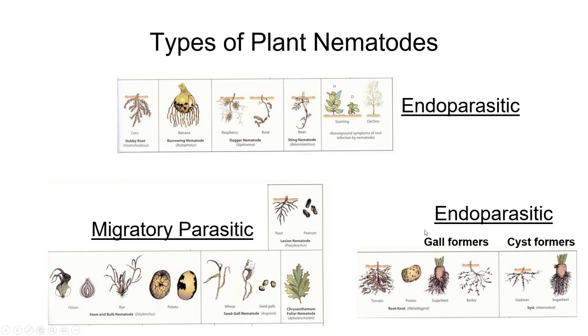Okay, and then the last one here are referred to as the endoparasites, and these live inside plants, many inside roots, okay? And there's the root knot nematodes, and then there are the cyst nematodes, which we are going to specifically talk about in the context of the prairies, and particularly with soybean, okay? Okay, let's keep moving on.